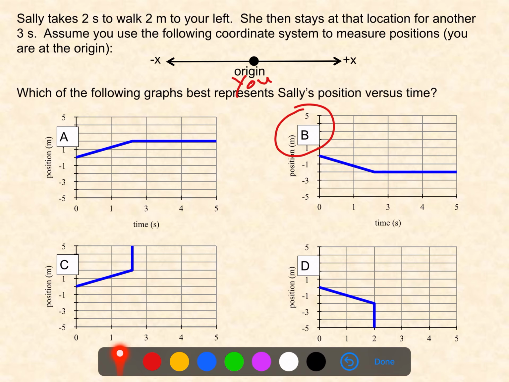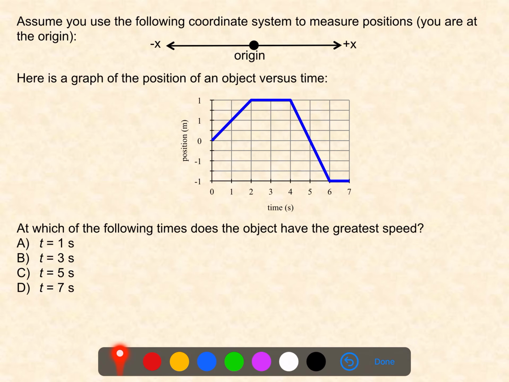All right, so now let's do another example where we are thinking about a similar situation, but instead of graphing something whose motion is described to us, we're going to look at a graph and try to understand something about the motion. So if you were presented with this particular position versus time graph, you might be asked, for example, where the object has the greatest speed. Okay, so go ahead and pause if you would like, and I'll go over the answer.